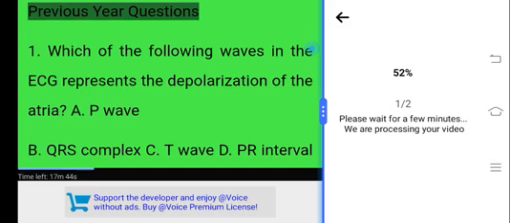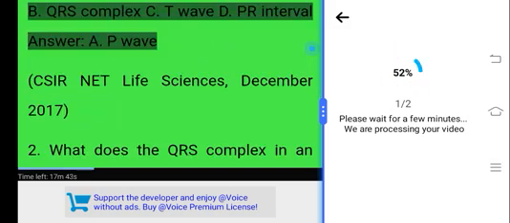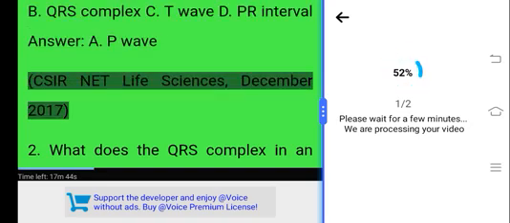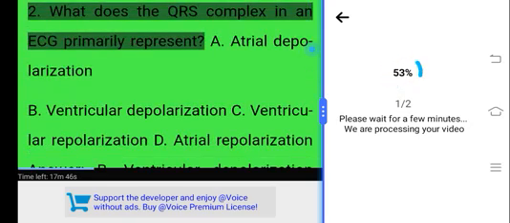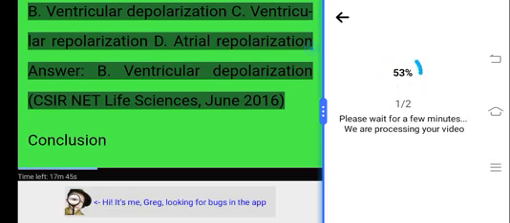Previous year questions. 1. Which of the following waves in the ECG represent depolarization of the atria? A. P wave. B. QRS complex. C. T wave. D. PR interval. Answer: A, P wave. CSIR NET Life Sciences, December 2017. 2. What does the QRS complex in an ECG primarily represent? A. Atrial depolarization. B. Ventricular depolarization. C. Ventricular repolarization. D. Atrial repolarization. Answer: B, ventricular depolarization. CSIR NET Life Sciences, June 2016.